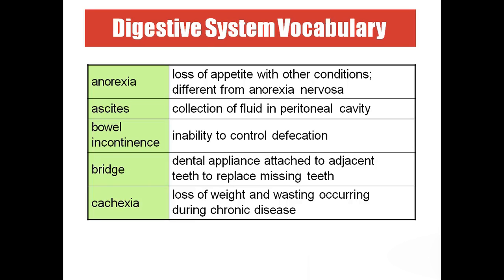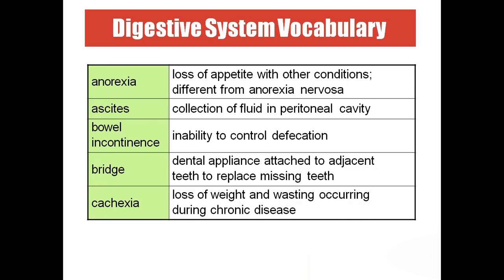And next, bridge. A bridge is a dental appliance attached to replace missing teeth. Usually if any front teeth like incisors or canines are missing or broken, they will put a tooth-like dental appliance. That we call a bridge. It looks exactly like the tooth, so it is kept mostly for the incisors and canines.